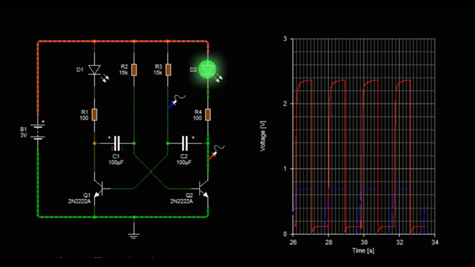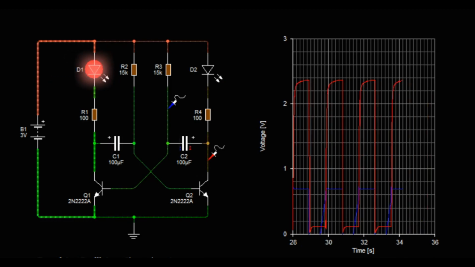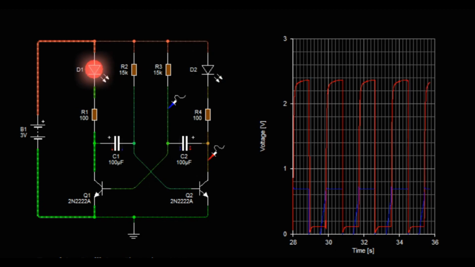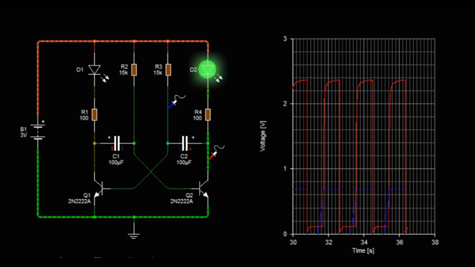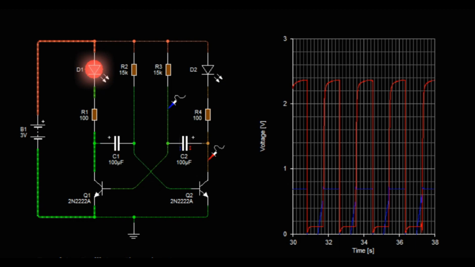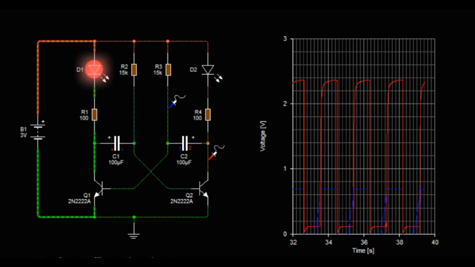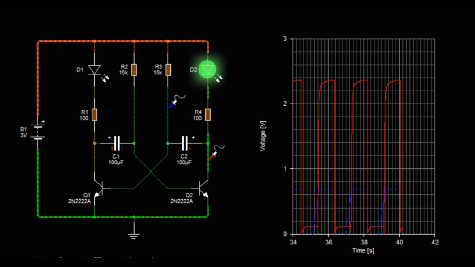With Q2 turning on, C2 starts charging through R3 and Q2, while C1 starts discharging through R2 and Q1. As C1 discharges, its voltage decreases. When it falls below a certain threshold, Q1 turns on again, and the cycle repeats.